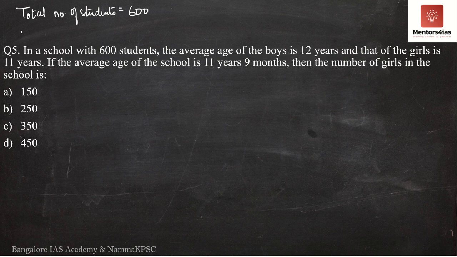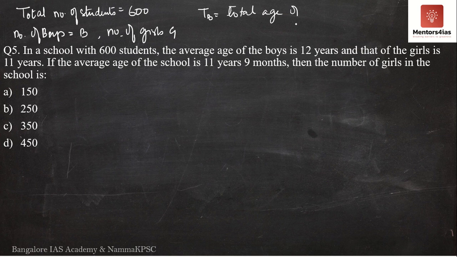So, let the number of boys be b. Let the number of girls be g, where TB is the total sum of the age of all the boys. Similarly, let TG be the total sum of the age of all the girls in the class.